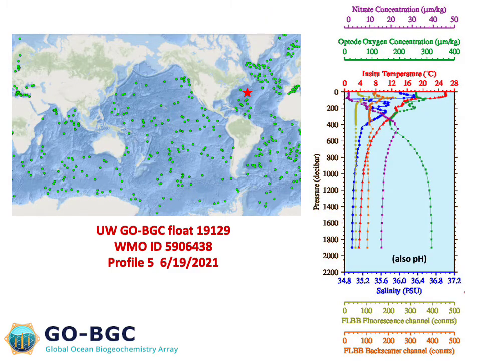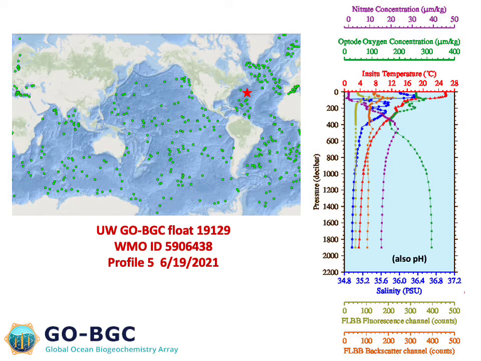And here's what the data look like. I'm going to show you data from a float here where the red star is. That is GO-BGC float 19129, and there's its WMO ID if you want to look it up. And this is profile 5 from a few days ago. This was deployed in late April.